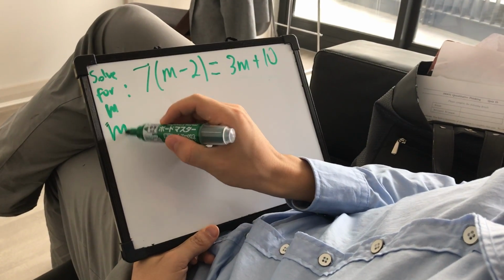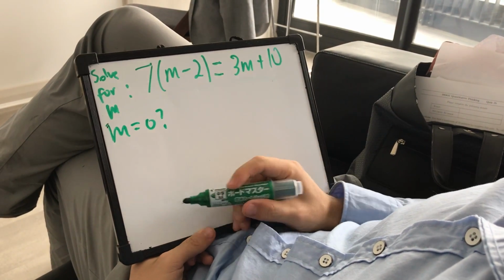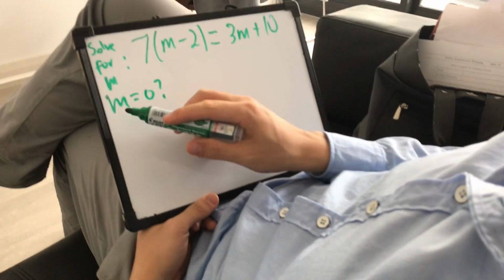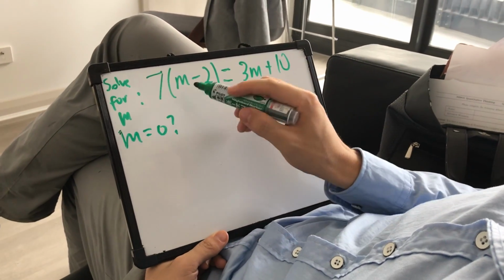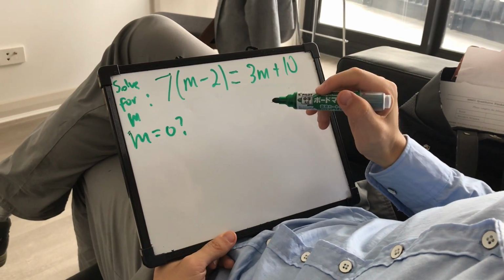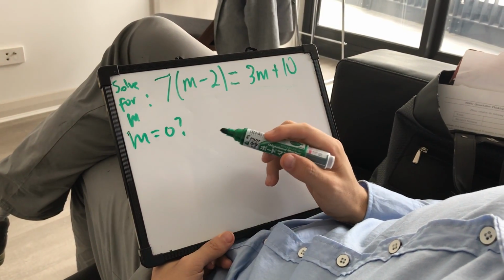Okay, so the question is: is m equal to 0? What does it mean for m to equal 0? It means that if I put 0 in place of m, then this will equal to this. So is that the case?